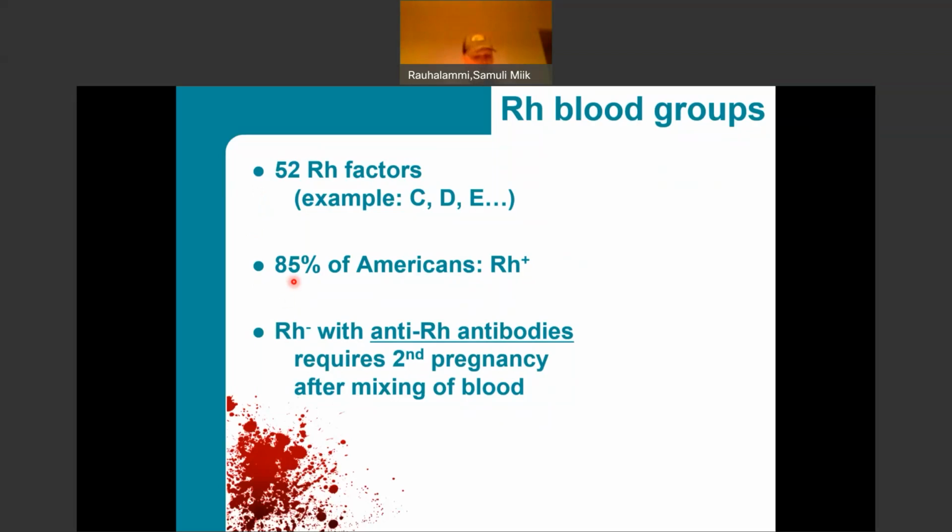To become Rh negative with anti-Rh antibodies, which would be a bad thing, it's needed that there's a pregnancy and mixing of blood from the fetus and mother, and then that causes the antibodies to be produced, and a second pregnancy would be problematic. Or if you receive a blood transfusion, the first time it's not a problem, but the second time if you receive again this non-match, there would be problems.